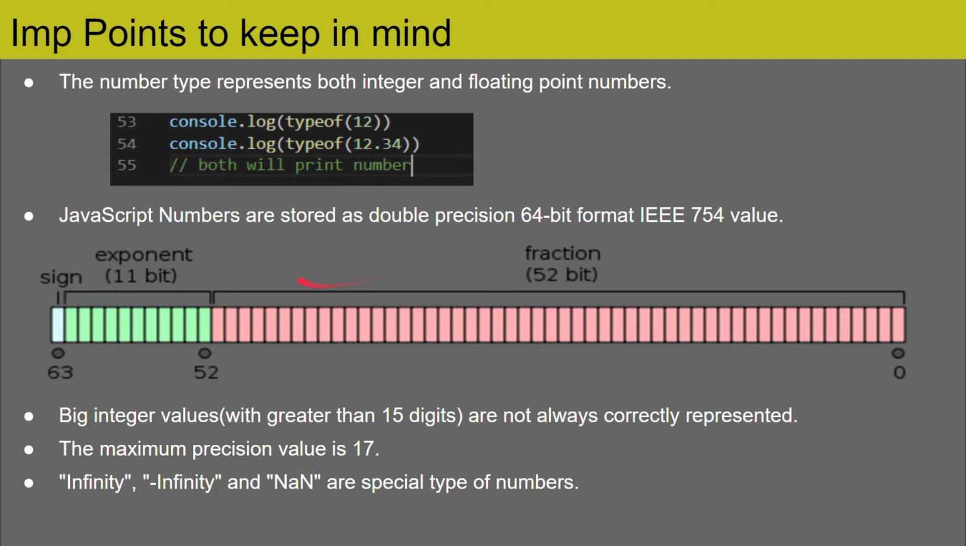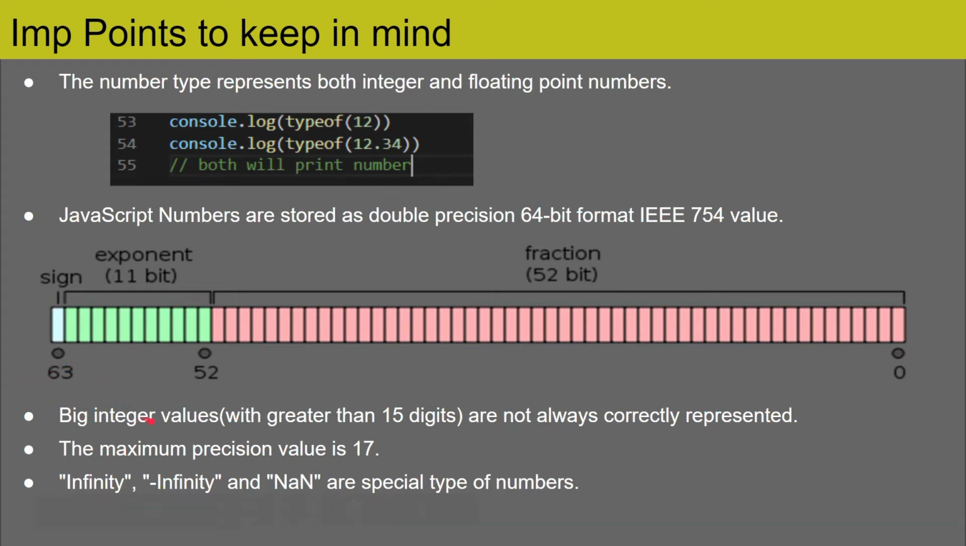We are going to talk about this representation of numbers in detail in our next session. So this is just for your information for now. We are not going to deep dive into this, and in the next session we will go through an example of how to convert a number to its 64-bit format IEEE 754 value. This is very interesting, and it also gives you answers to lots of problems that we face while using numbers.